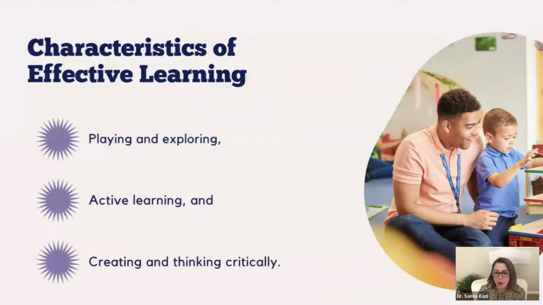More importantly, the EYFS identifies specific characteristics. So what makes up effective learning? When children are playing, when they're exploring, when they're actively learning, when they're creating and thinking critically, these are the aspects which underscore optimal learning.